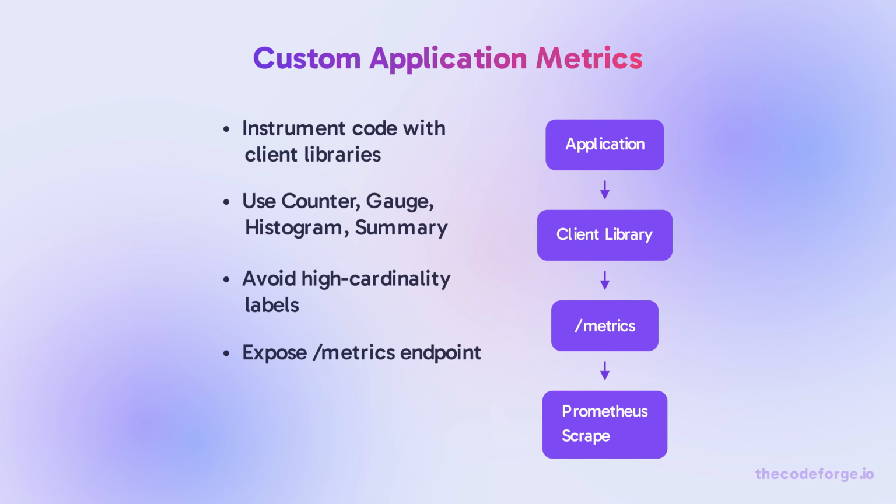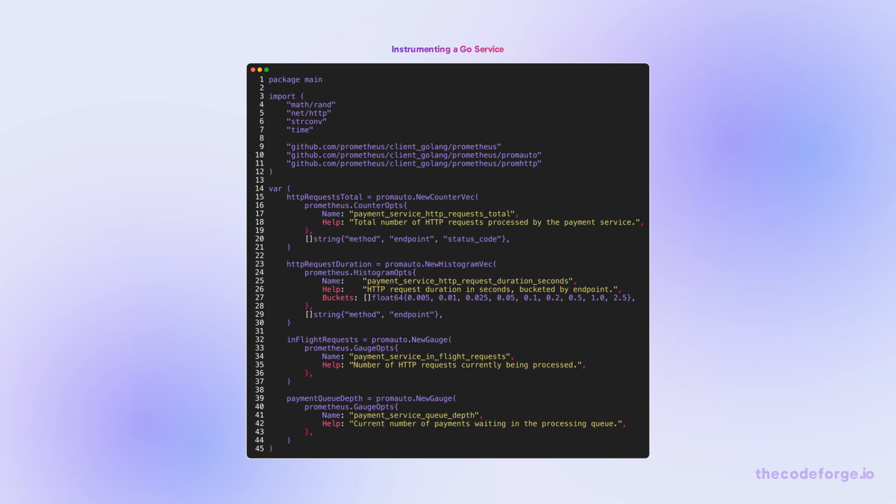To monitor application-level metrics, you instrument your code using Prometheus client libraries. You define metrics like request counts and latency histograms, then expose them on a metrics endpoint for Prometheus to scrape. This Go code defines 4 metrics: a counter for total requests, a histogram for request duration, and 2 gauges for in-flight requests and queue depth. Notice the label sets are bounded: method, endpoint, status code, no high cardinality values.